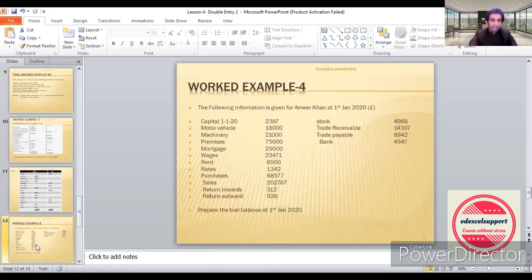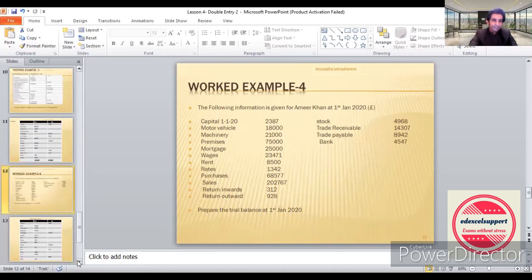Now next one is Work Example 4. Here the following information is given for Amir Khan at 1st Jan 2020. Prepare a trial balance with this information. It's very easy. Now I will tell you first where each should go, then we'll look at the answer.